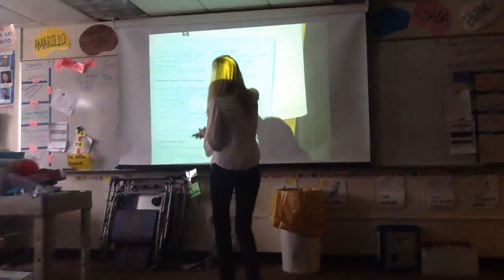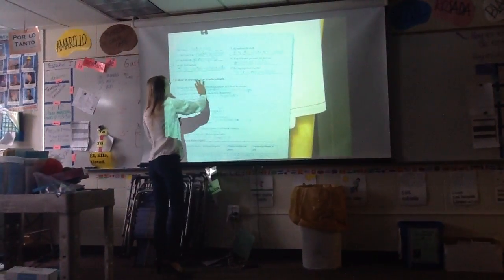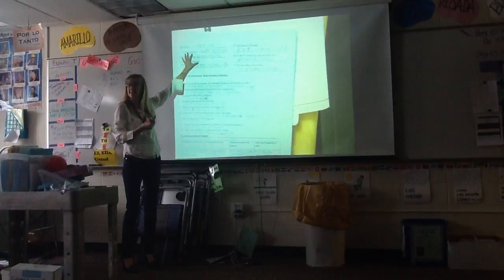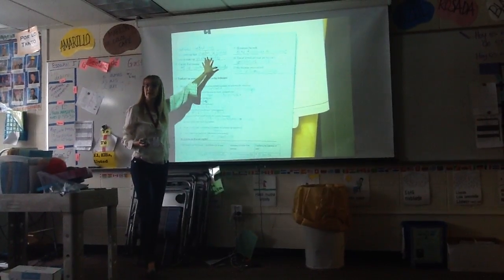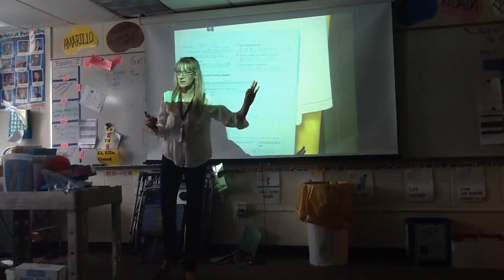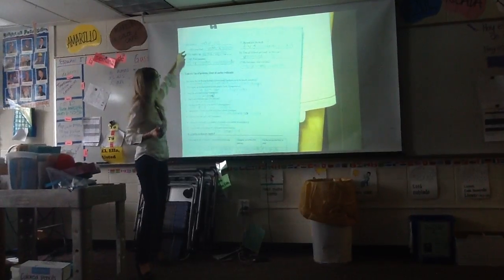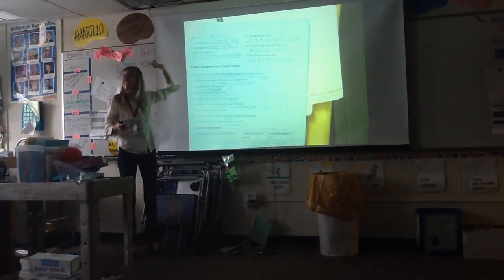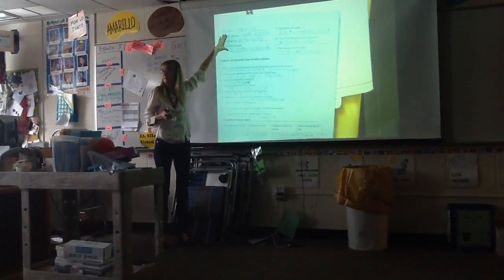So, packet page 9. In the first one, these are all sentences where you're conjugating reflexive verbs in the present tense. There's a section on your quiz on Friday that is exactly identical to this top section.